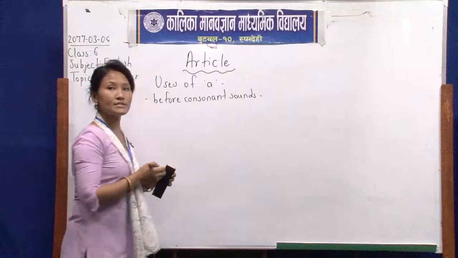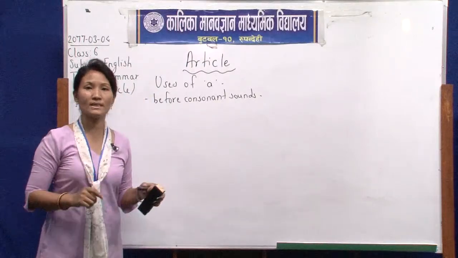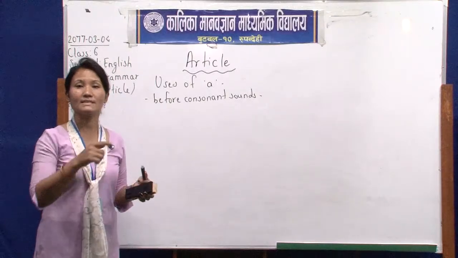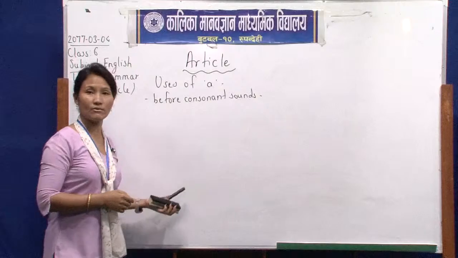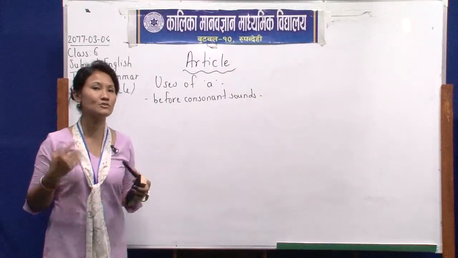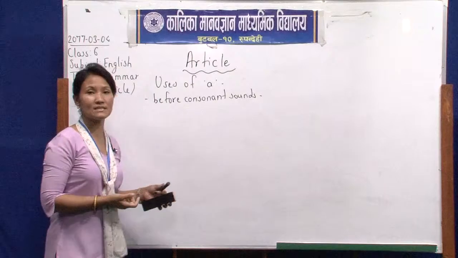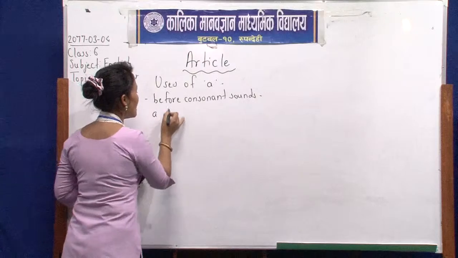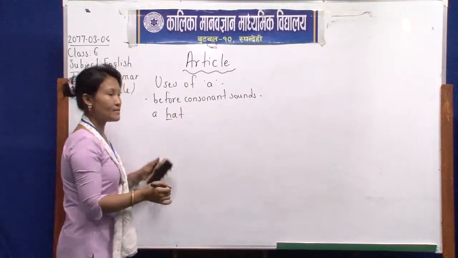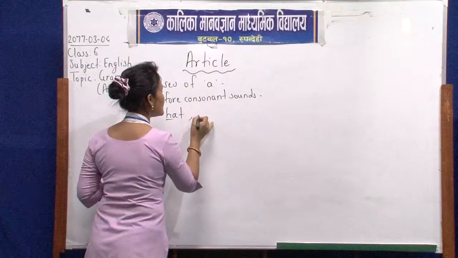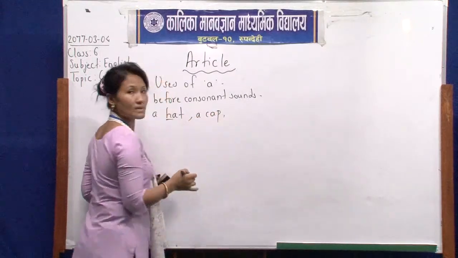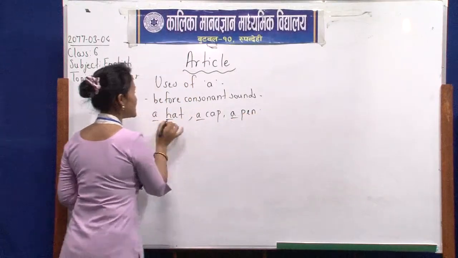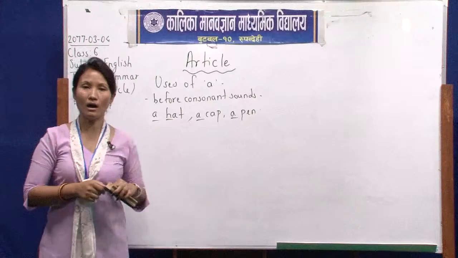And dear students, now what you have to do is, you don't need to note down whatever I write on the whiteboard. Later on we will see on the screen and then you will copy down. For now just listen to me carefully and try to understand as much as possible. Now before consonant sounds means, for example, a hat, right? Consonant sound. Likewise a cap, isn't it? A pen. In this way, before consonant sounds we use a.